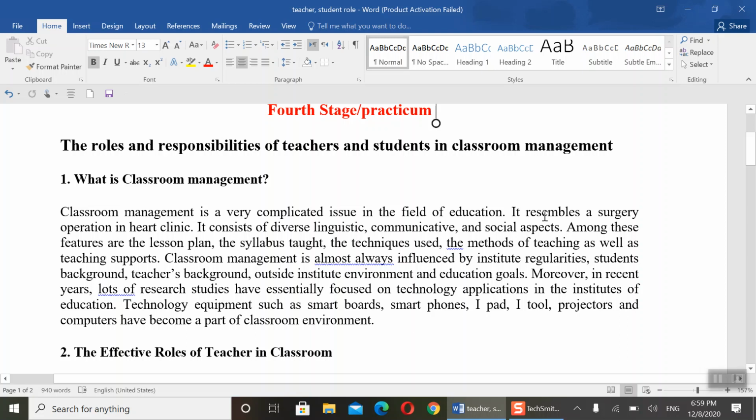It resembles a surgery operation in a heart clinic. It consists of diverse linguistic, communicative, and social aspects. Among these features are the lesson plan, the syllabus taught, the techniques used, the methods of teaching as well as teaching supports.